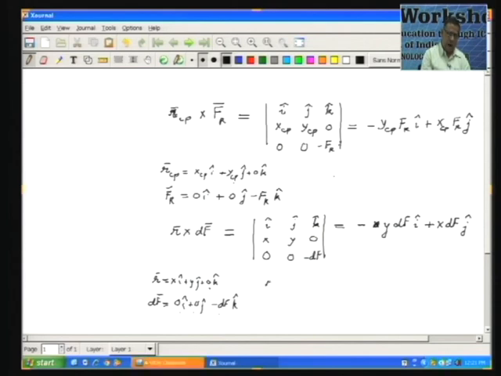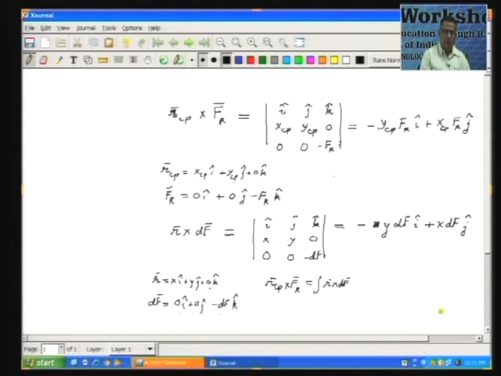Now, r_cp cross F_r is equal to integral of r cross dF. The right hand side here is the moment of the distributed force, and this is the moment of the resultant force, a concentrated load at the point r_cp. So, this is a vector equation. It has three components. Of course, in both cases the z component is 0.